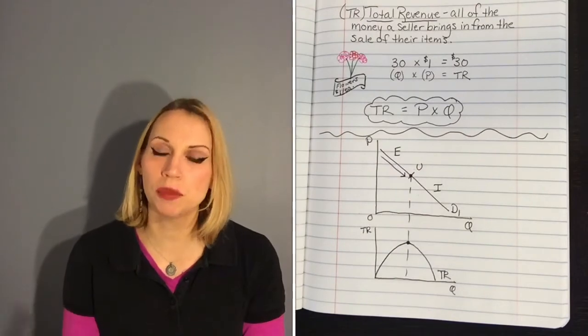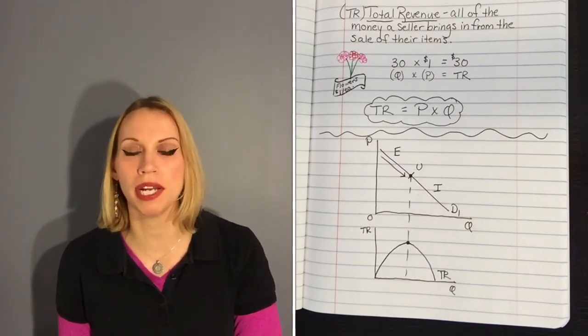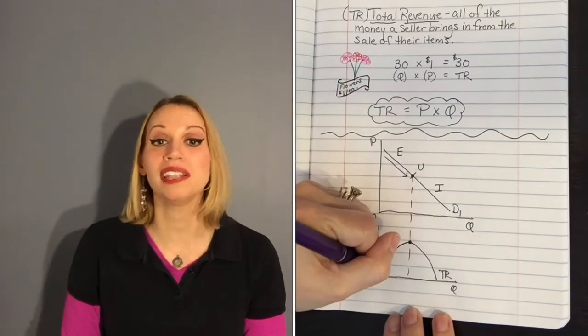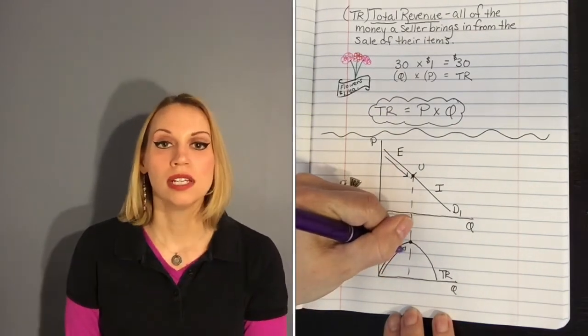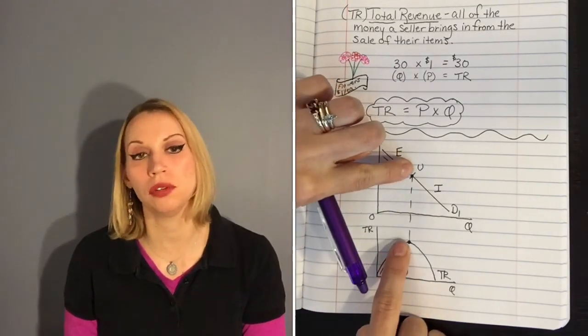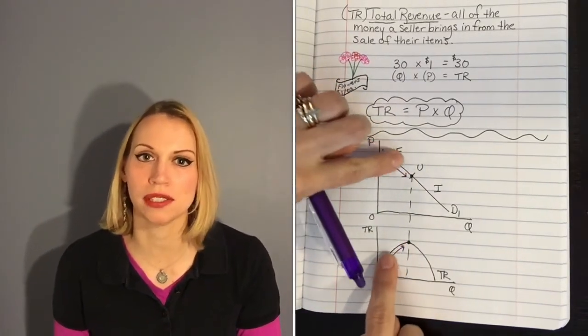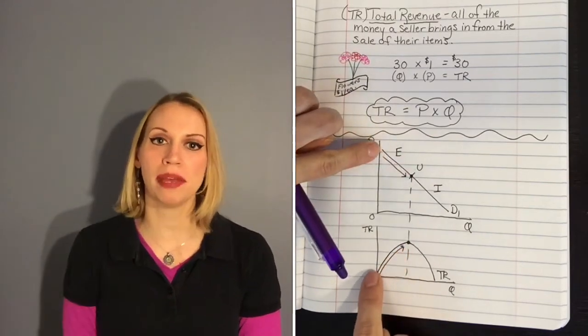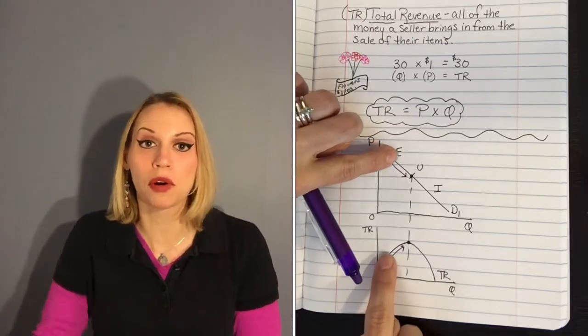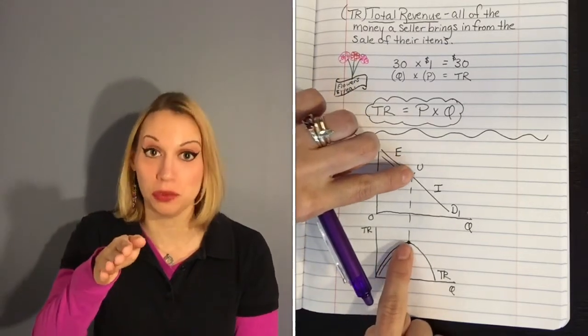So since consumers are having such a strong reaction to that price change, the increase in quantity outweighs the decrease in price and total revenue goes up. So notice that in this half of the graph, price and total revenue move in opposite directions. If you lower your price on the demand curve, consumers are going to have a strong reaction. You're going to sell a lot more, and that's going to make your total revenue rise.